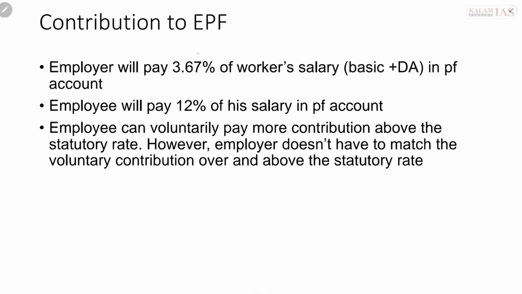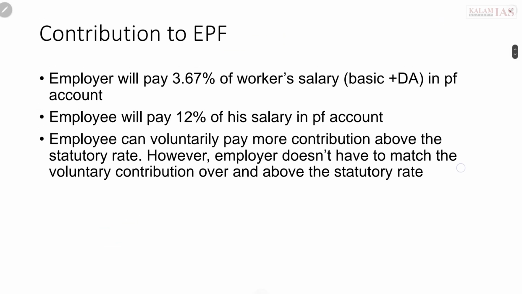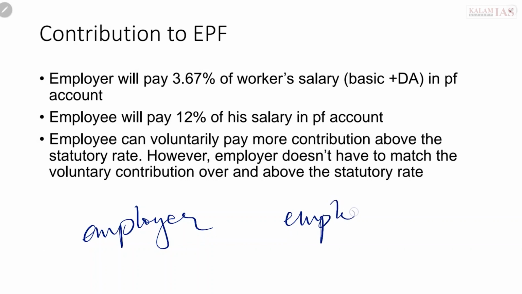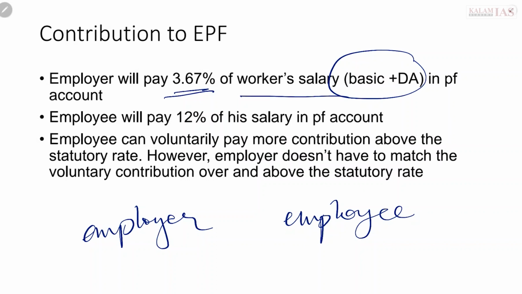Let us discuss the contribution to the EPF scheme by both employer and the employee. Both of them contribute. So the employer contributes 3.67% of the worker's salary, basic plus DA, in the PF account. The total contribution, please remember, we will discuss in the next slide only, is 12%, of which 8.33% is in the employee pension scheme and 3.67% in the EPF scheme.